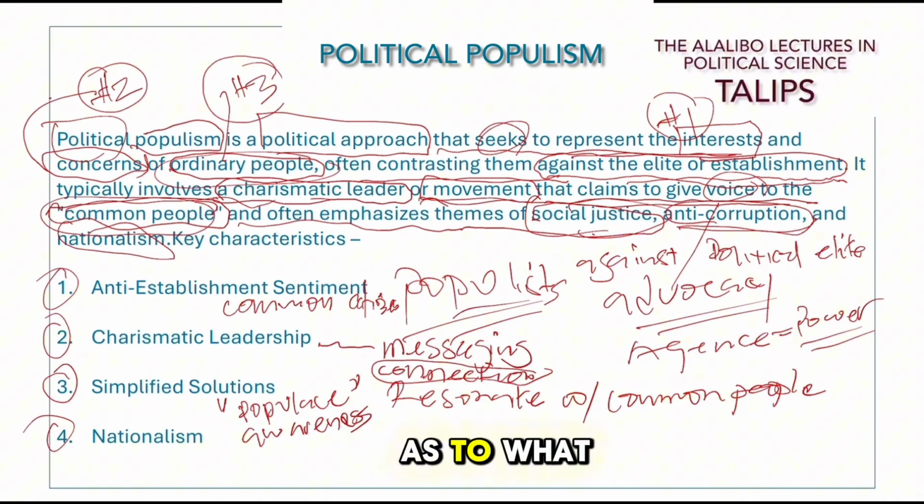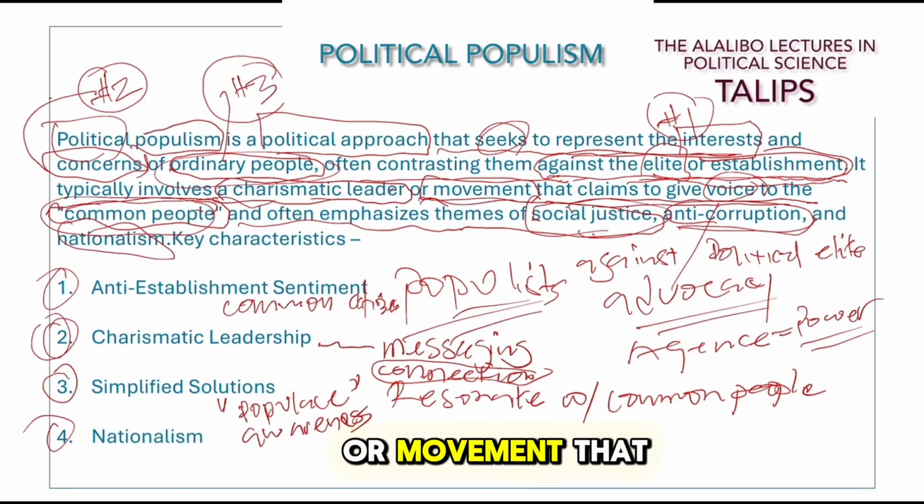And then concerns as to what is not happening in society that you want to see happen. The trend, the direction, and so forth. That becomes a concern, right? So the concerns of ordinary people, often contrasting them against the elite of society, elite of the establishment. It typically involves charismatic leaders. We already highlighted that in number 2, right?